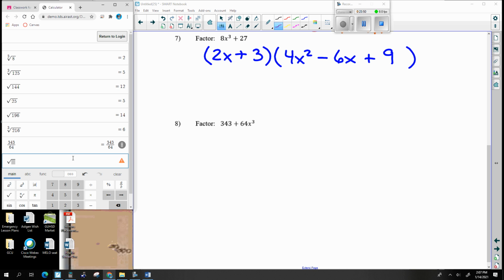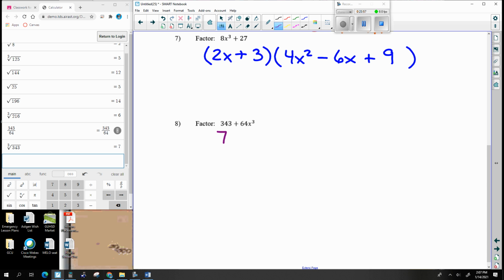So the cube root of 343 is 7. Cube root of 64 is 4. x to the third is x. So square out. 7 is 49. 4x is 16x squared. Multiply to the middle. 7 and 4x is 28x. Then it's the same. Opposite. Always positive.